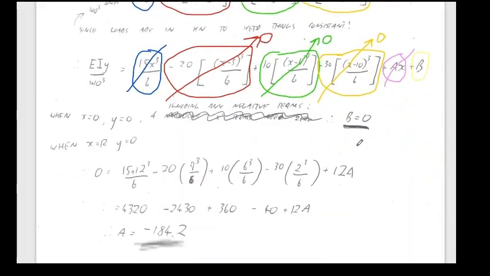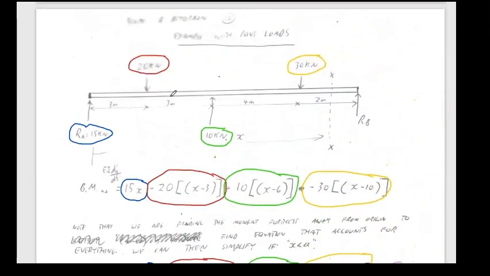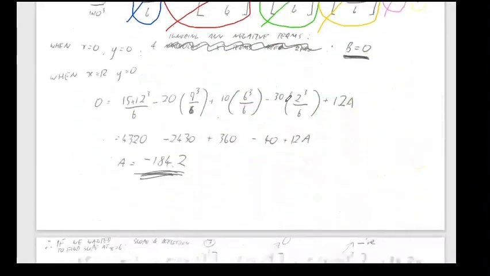Now, the other boundary condition that we had was this: when x was equal to 12, y is equal to 0. So this time, let's put x equals 12 in here. It's not quite as simple this time. Here we've got 15 times 12 cubed over 6 minus, now if we put 12 in there, 12 minus 3 is 9. That's positive, so therefore we can't ignore that this time. The reason we can't ignore that red term is because think of where we are on the beam. We've gone past that 20 kilonewton load, so we must consider the influence that that 20 kilonewton load has on the bending moment of the beam.